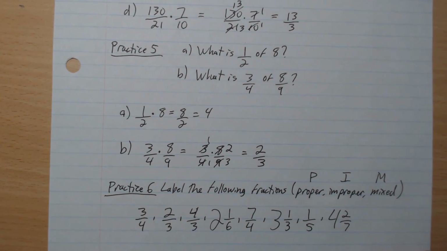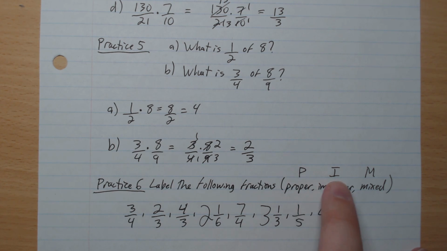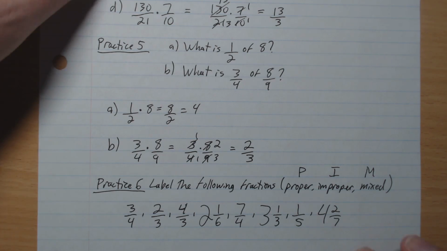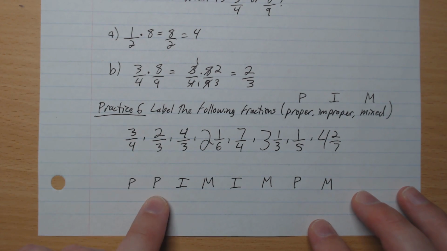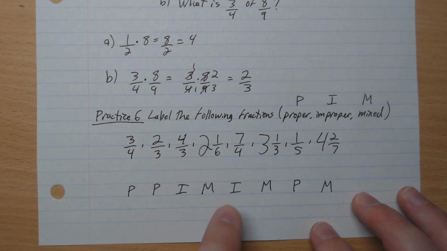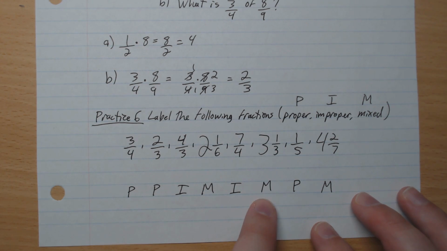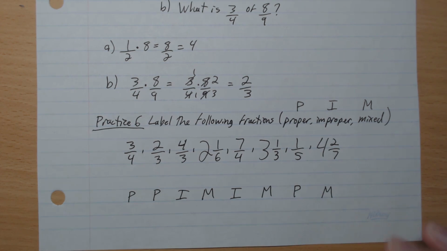Practice number 6. Label the following fractions: proper, improper, or mixed. Go ahead and pause the video and put a little P, I, or M for the following fractions. Okay, so 3/4 proper, 2 over 3 proper, 4 over 3 improper, 2 and 1/6 mixed, 7 over 4 improper, 3 and 1/3 mixed, 1 over 5 proper, and 4 and 2/7 is mixed, like that.